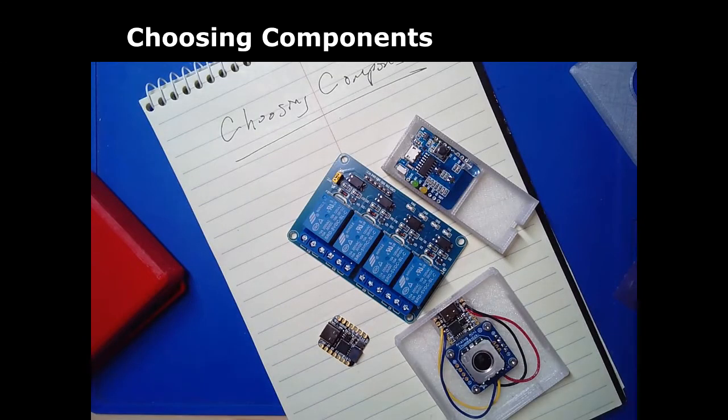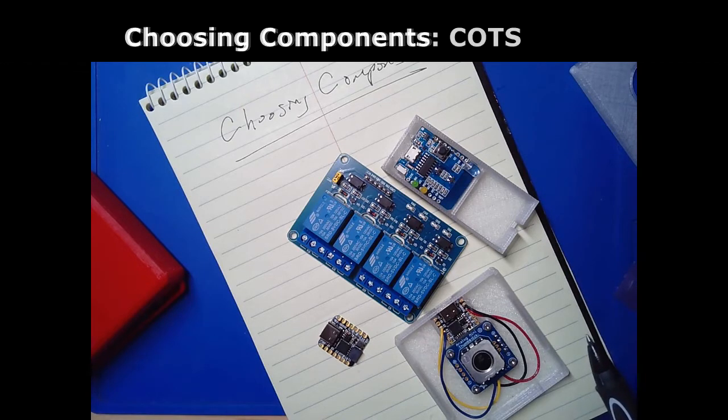Choosing components is a very important part of the work you need to put into small scale manufacturing and open source hardware and software. Choosing components, these are the things that go into your devices. And one of the most important things to keep in mind is COTS, commercial off-the-shelf parts. Wherever possible, start with COTS.